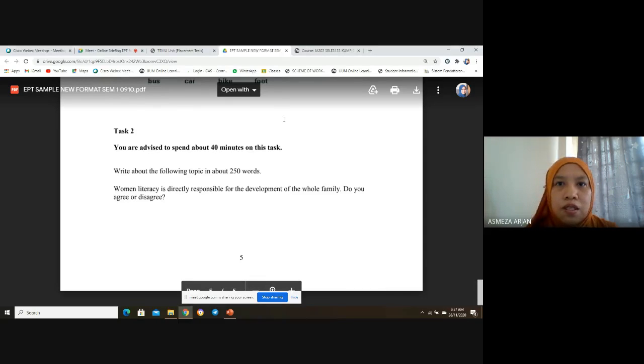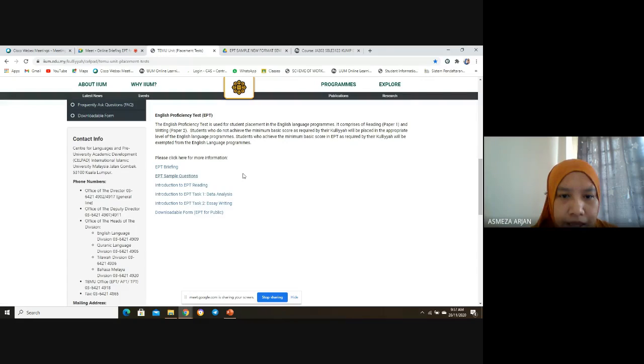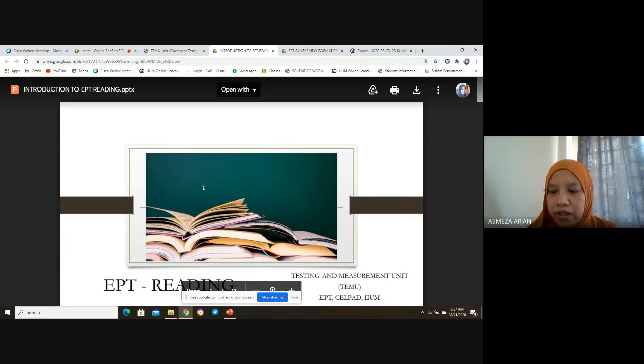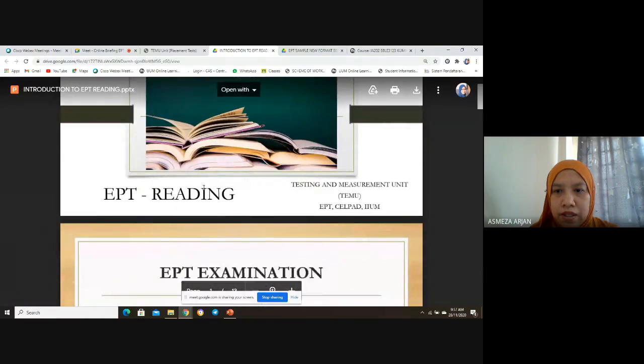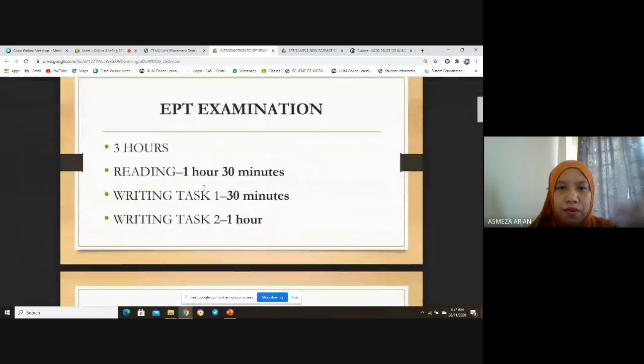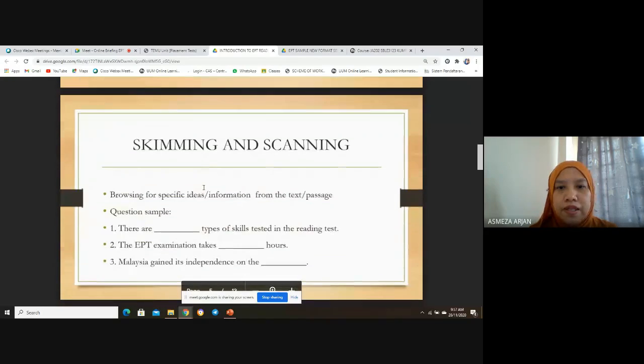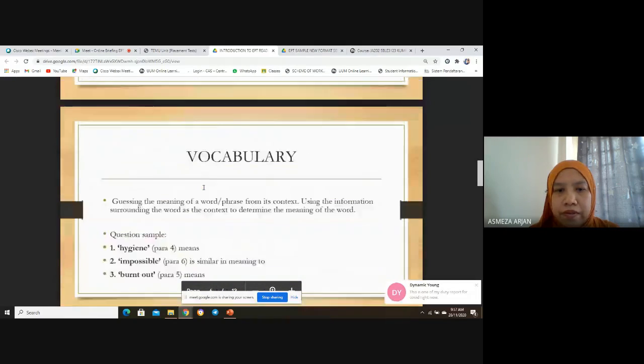The type of question, sample new format. Okay, other than that, this one, introduction to EPT reading, EPT task 1, EPT task 2. These 3 are some sort of guideline for you to learn on your own. Because if I show you the reading part, this is a PowerPoint slide, done by one of the teachers here. So it gives you the whole thing, what it is all about, and then skills, these are the skills that you need to know. Skimming and scanning.